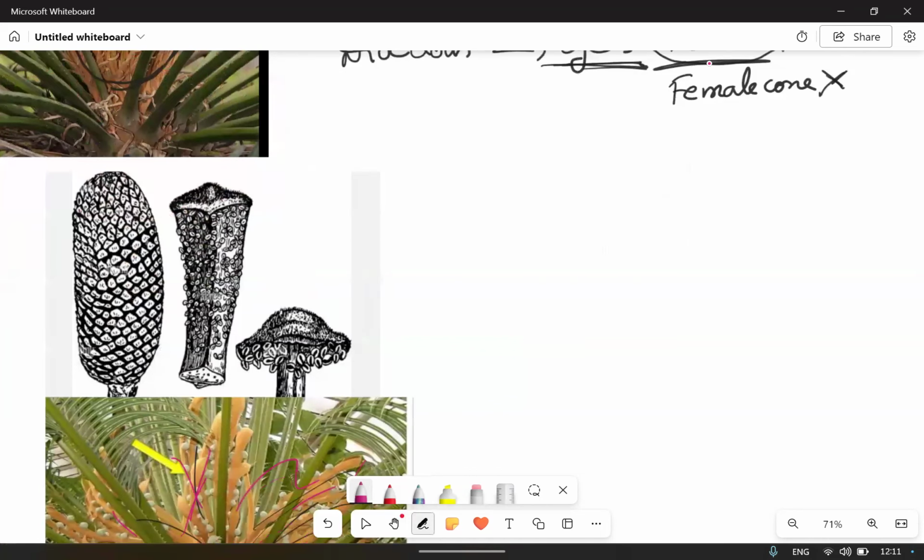Now, you see the microsporophylls, how they form the male cone. This is the male cone. When you see all this, these are all microsporangia. This is one microsporangium. So many microsporangia. When you cut this, you can see like this, many microsporangia. So how is this male cone formed? By the compaction, the close association of all the microsporophylls.